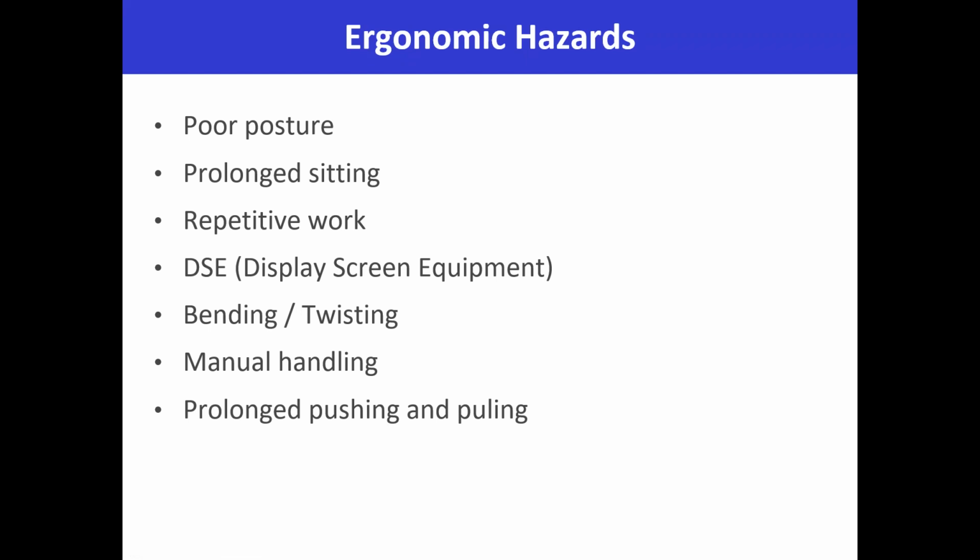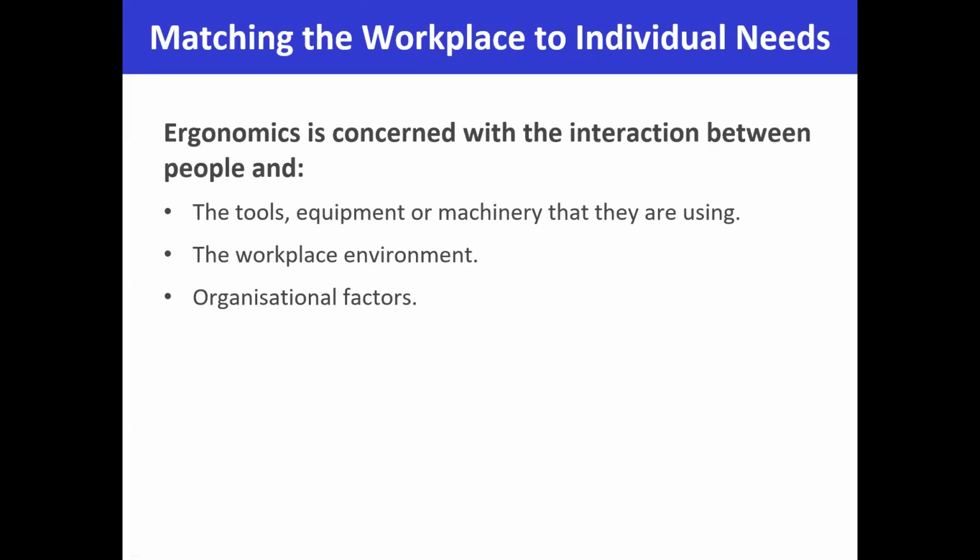DSE, display screen equipment, that's a very, very big hazard. Bending or twisting while you're doing your work, manual handling, prolonged pushing and pulling. So all of these are ergonomic hazards, and they can cause serious injuries and ill health to the workers.